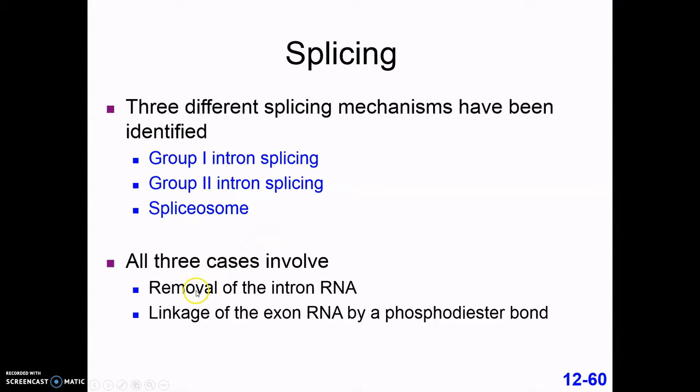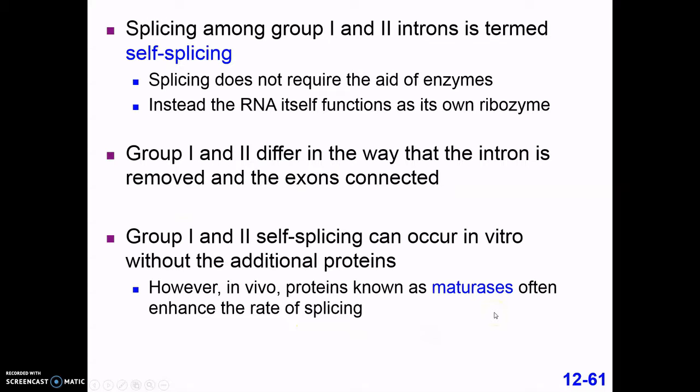In all three of these cases, the goal is to remove intron RNA and then to link the exons back together with a phosphodiester bond. So group 1 and 2 are also referred to as self-splicing because, as I said, they do not require an enzyme. And what I mean by that is it does not require a protein enzyme. It just so happens that the RNA itself acts as its own enzyme. Another word for this would be a ribozyme. Both group 1 and 2 differ in the way that the intron is actually removed and how the exons are reconnected, but they both can occur without additional proteins. You can do this in a test tube.